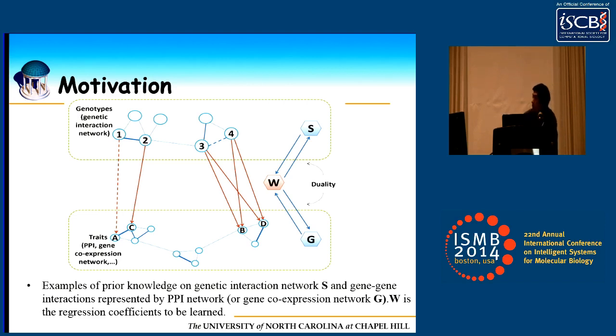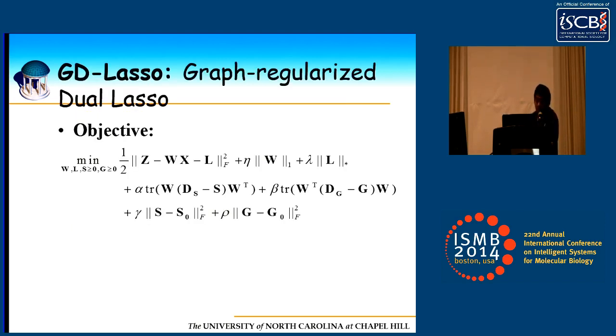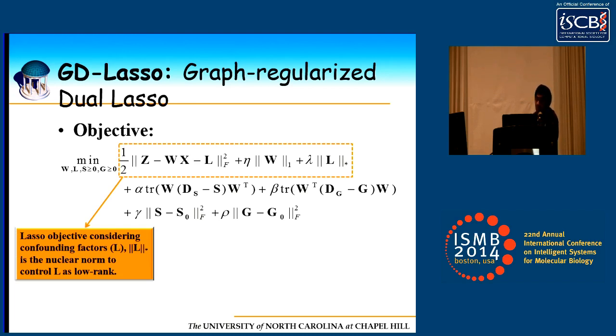This is the objective for the first proposed method. And we term the method graph-regularized Dual Lasso, GDL-Lasso for short. And the objective function contains three parts. The first part is the traditional lasso objective, considering the confounding factors. And here L is used to model confounding factors. And we use the nuclear norm to guarantee that L is a low-rank matrix.